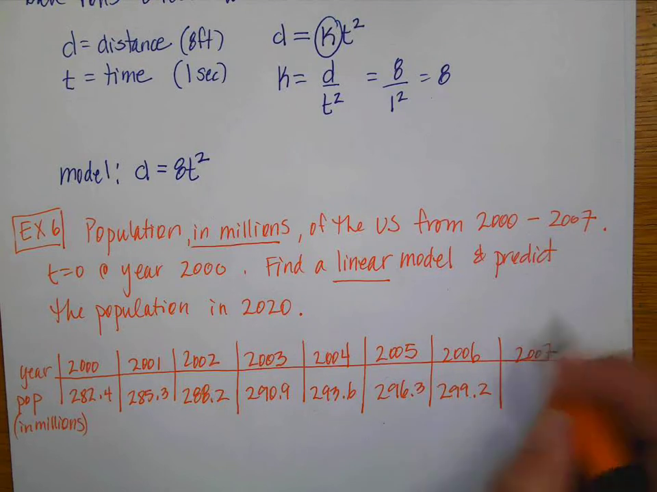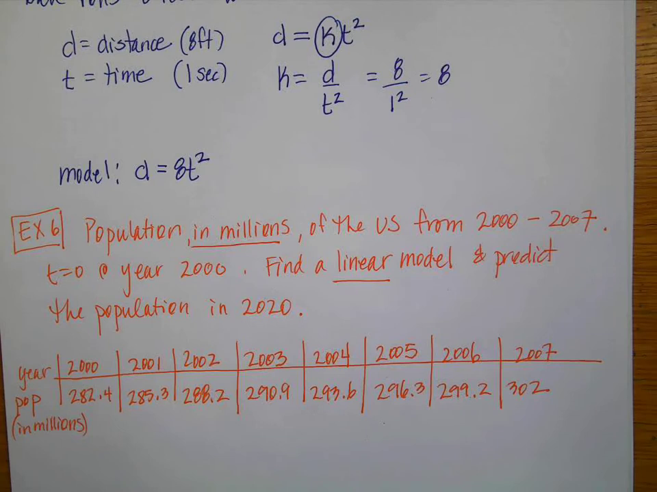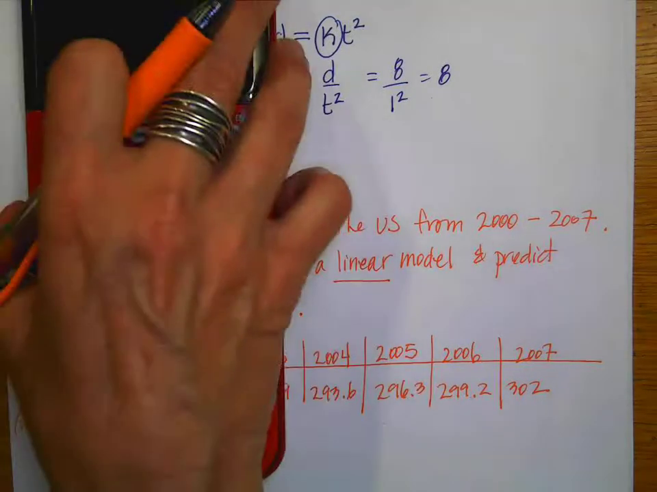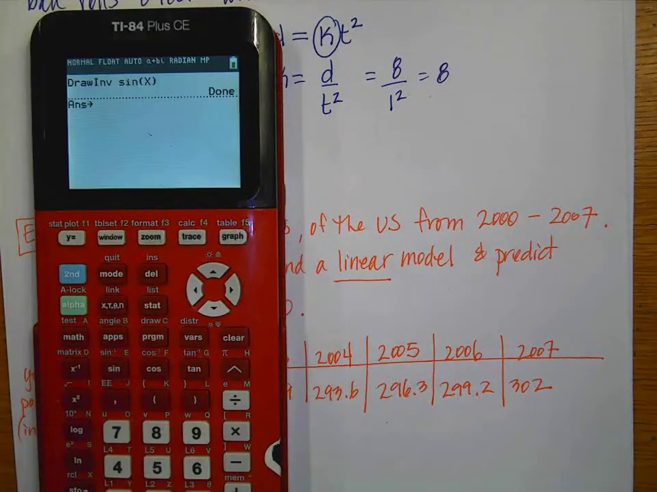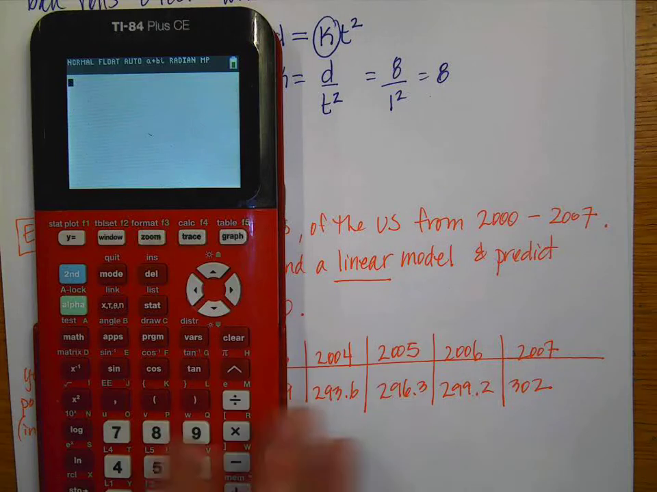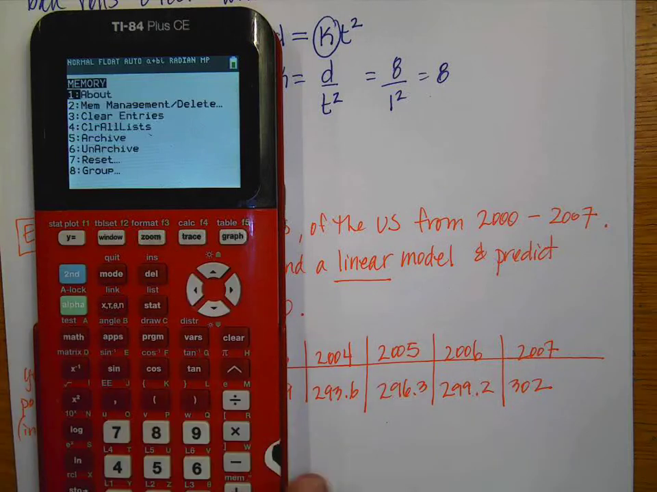2006, 299.2, and our last data point, 2007, is 302. And remember, those are our millions of people. All right, so if you'll remember, you have your data written down, so I'm going to kind of cover mine up because I need you to be able to see my calculator.